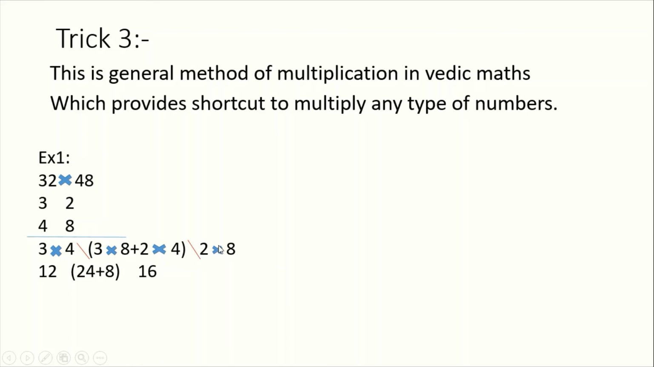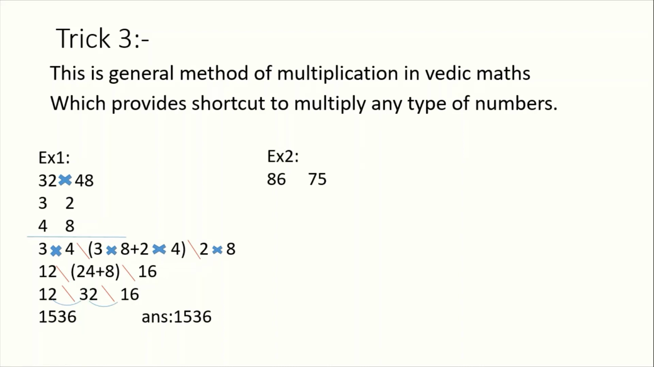So what are you getting? 12 in the first one, 24 plus 8 in the second one. For the last one, 16. What is the next step? We are getting the numbers 12, 32, 16. We have to add this 2 to 3 which is in the next one, 2 to 1 which is in the next compartment. How much are you getting? If you add 2 to 3, you get 5. 2 to 1 here, 3. So what is the answer? 1536. We'll see one more example, that is 86 multiplied by 75.